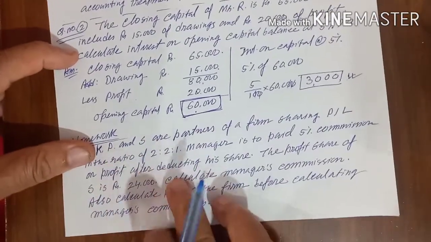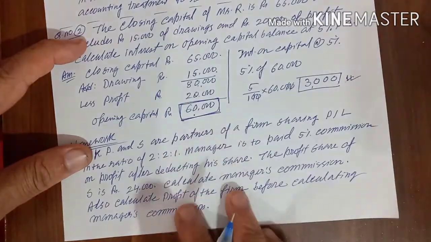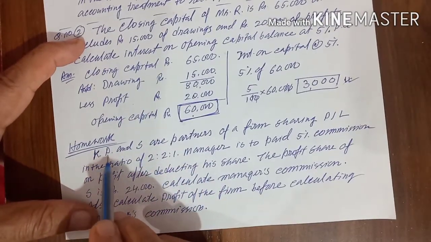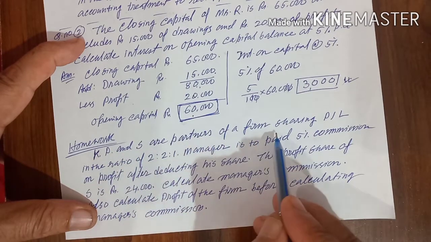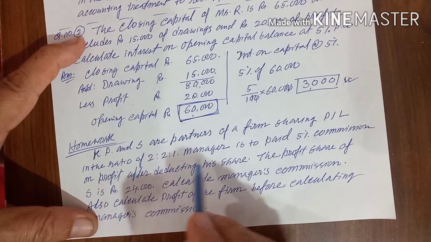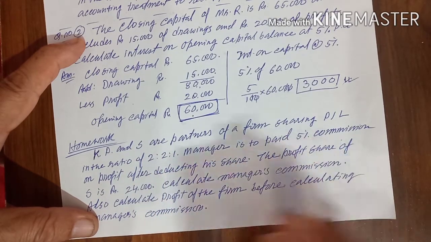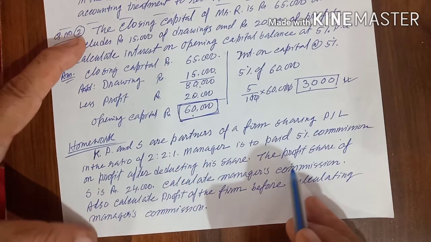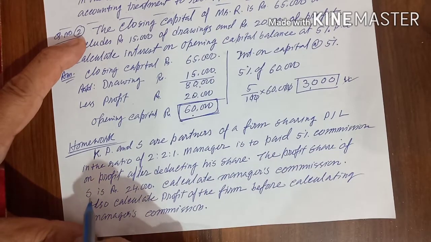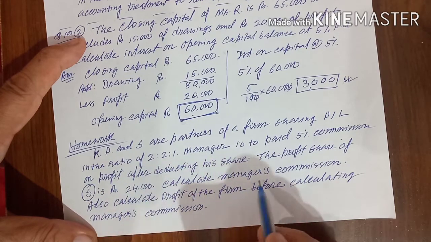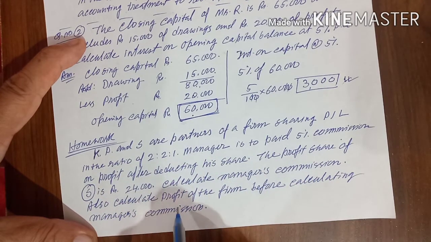Now homework. This homework is not related to those questions. It is another type of homework. You will try to do it. I want to read the question. K, P and S are the partners of a firm sharing profits and losses in the ratio of 2:2:1. The manager is to be paid 5% commission on profit after deducting his commission. The profit share of Mr. S is rupees 24,000. Calculate the manager's commission. Also calculate the profit of the firm before calculating the manager's commission.